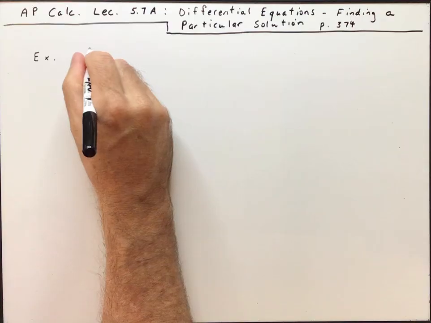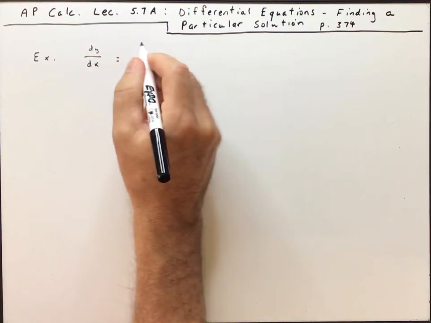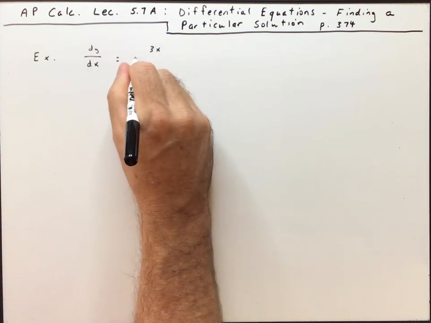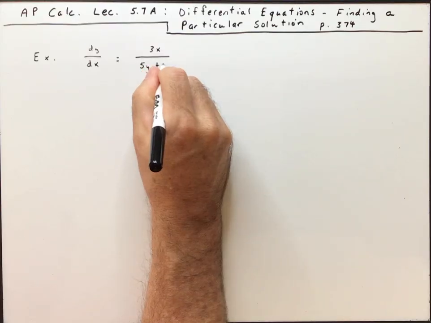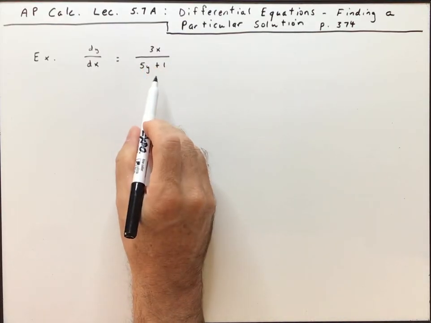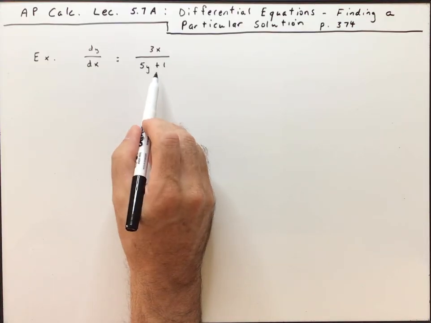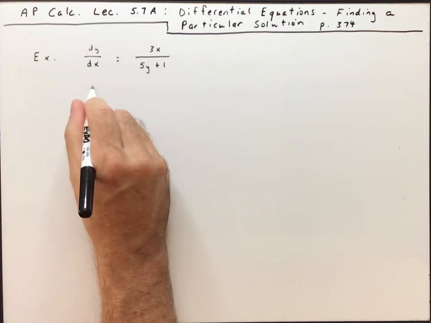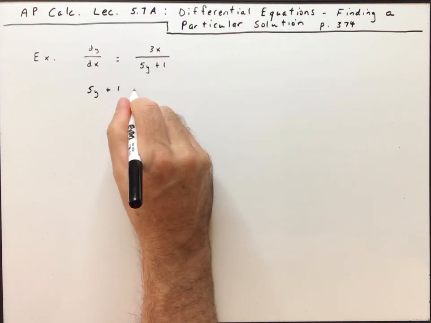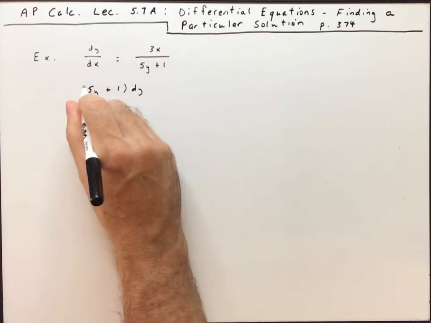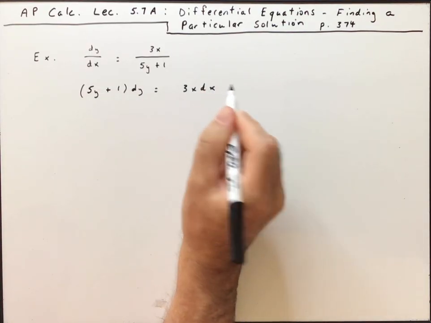Let's say we have dy over dx is equal to 3x over 5y plus 1. So we want to separate the variables like we did in section 5.6a. So we're going to cross multiply, and I'll have 5y plus 1 dy is equal to 3x dx.